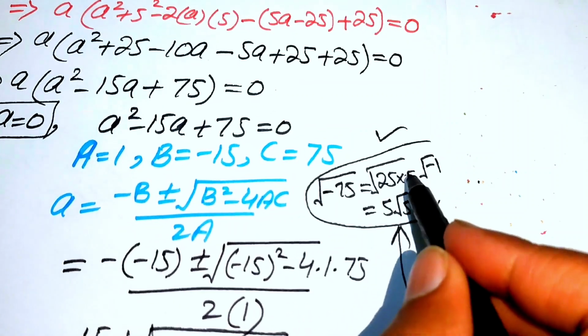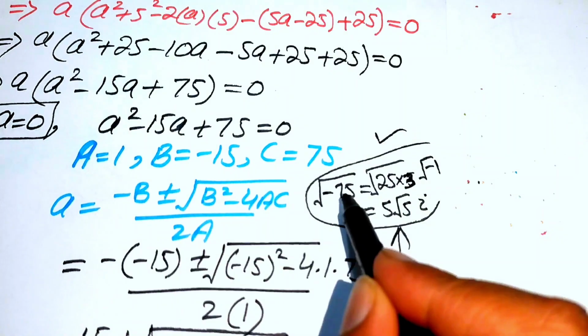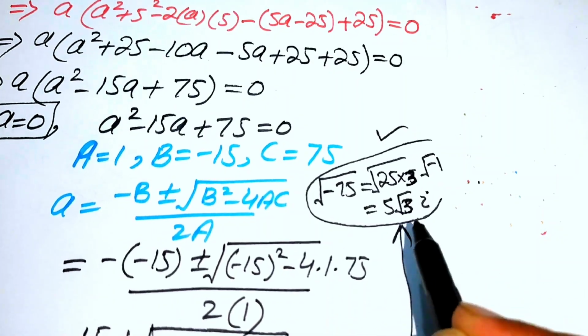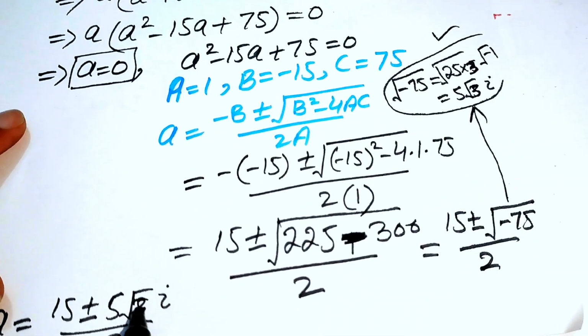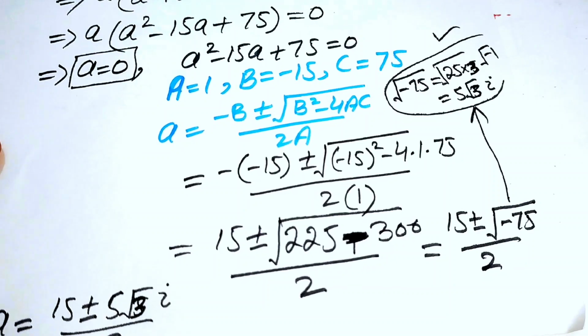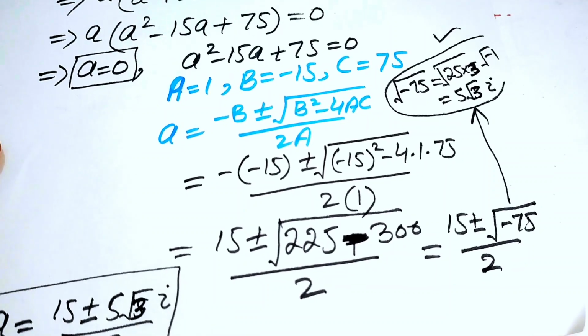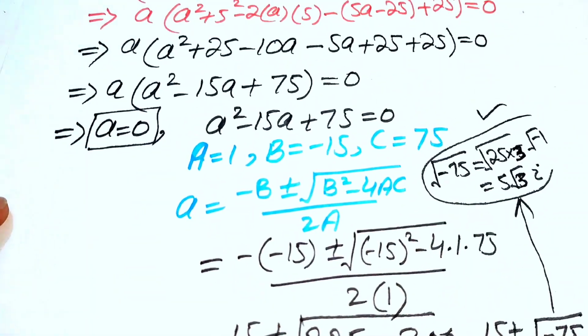Sorry, 25 times 3 is 75. So we get here 5 times square root of 3. So this is our 5 times square root of 3, and we replace this value by this term and we get a = (15 ± 5 times square root of 3 iota) divided by 2.